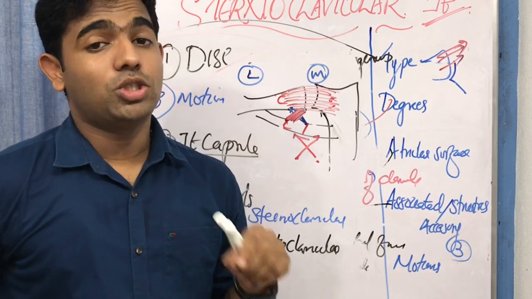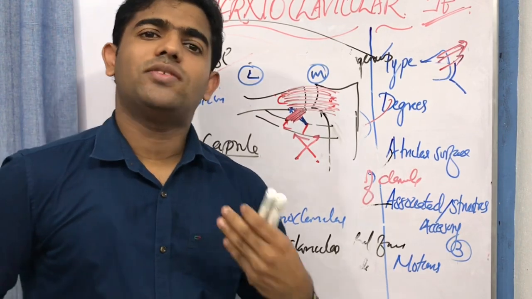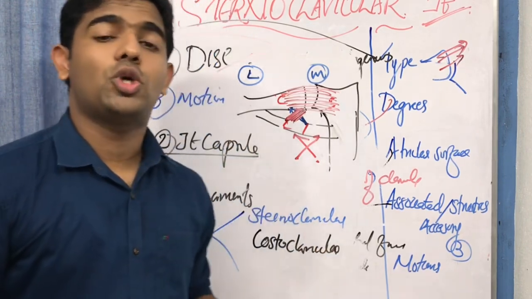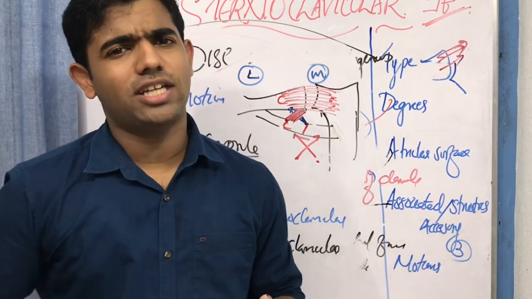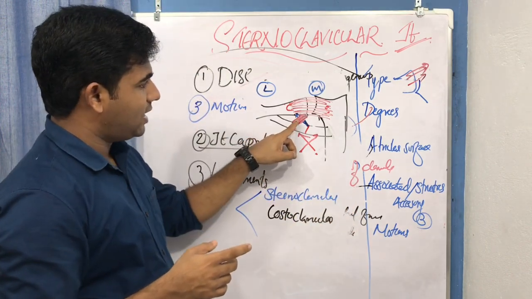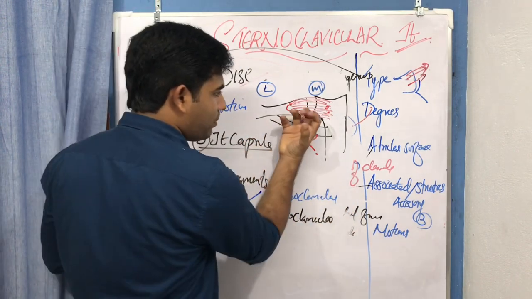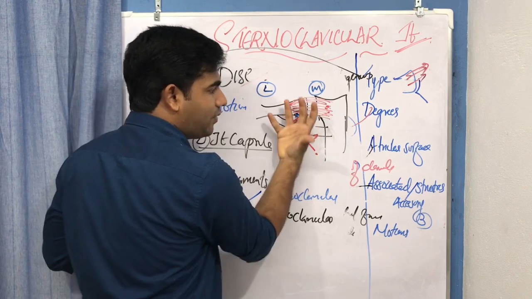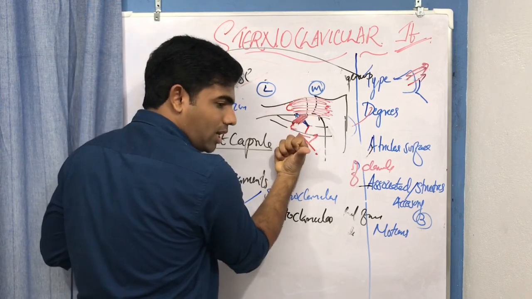Now, what are the functions of the costoclavicular ligament? Can you guess? The function is, as you can see, the clavicle is attached over here. This is something like a pulley or a spring which is attaching the clavicle to the bottom of the clavicle.